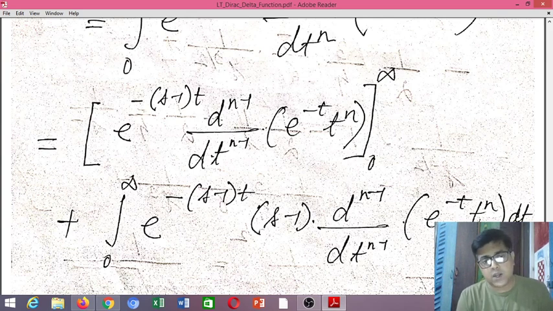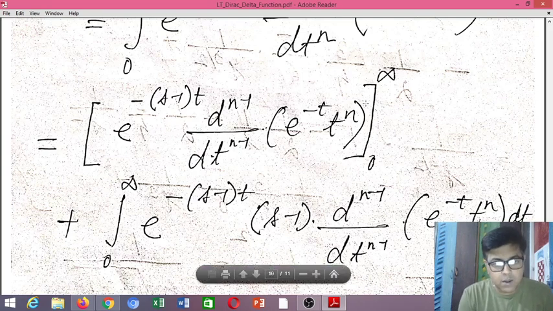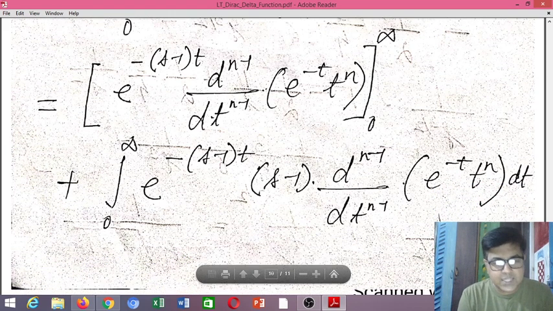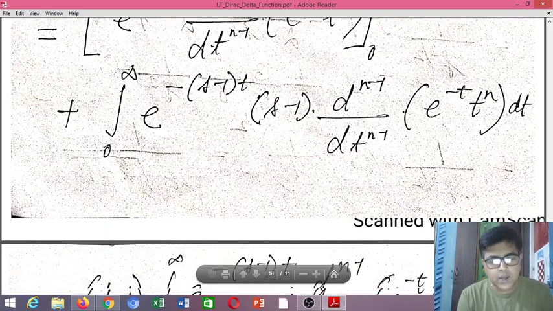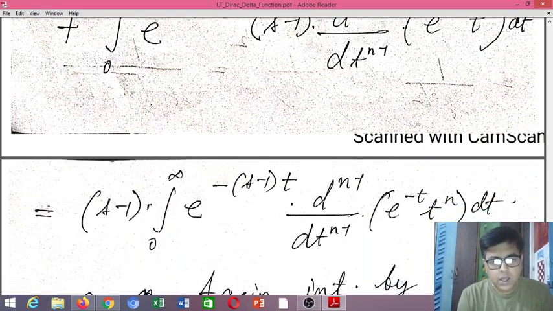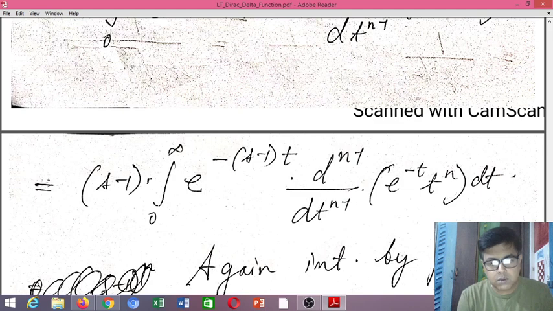So assuming s minus 1 to be positive, that means s is greater than 1, we'll find that the upper limit is 0 and the lower limit is also 0, because the moment you put t equal to 0, it's 0. So the first term vanishes in both the limits. We are left with the second term only. So we take s minus 1 outside the integral, and we are left with the other terms in the integral, e to the power minus (s minus 1)t into d^(n minus 1) by dt^(n minus 1) of e to the power minus t into t to the power n dt. Again we integrate by parts.